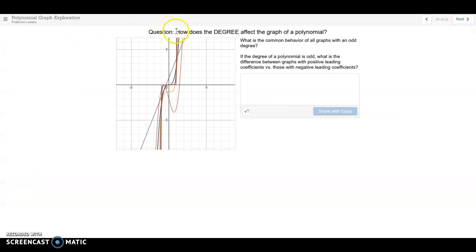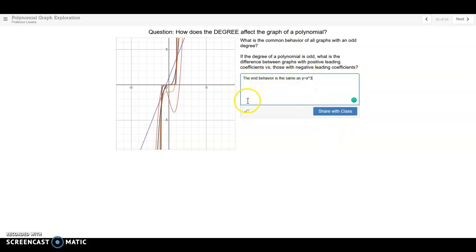Okay, so the common behavior of these graphs with an odd degree, they all have end behavior going the opposite direction. So all the polynomials of the odd degree have the same end behavior as y equal to x cubed.